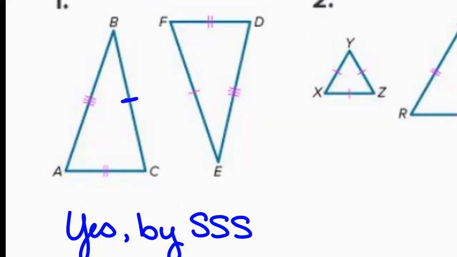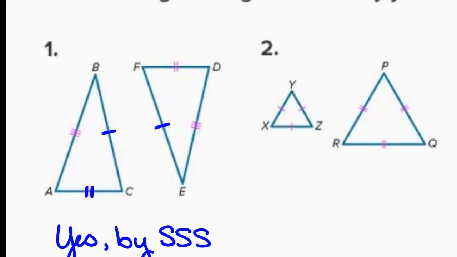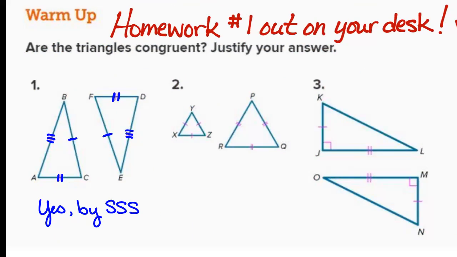Side BC is marked as congruent to FE. AC is marked as congruent to FD. And AB has those three markings on it, so it is being marked congruent to DE. That is why we have side, side, side.